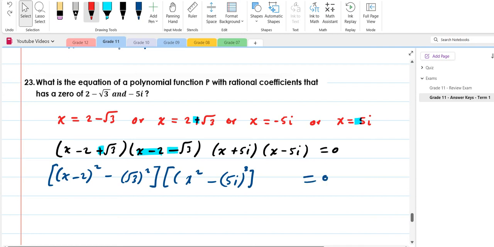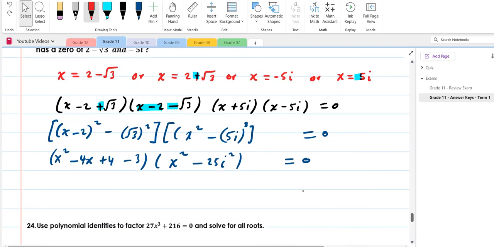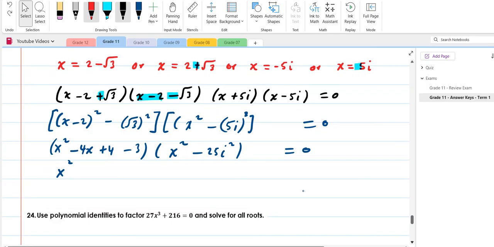Now this is x squared minus 4x plus 4, and this is square root of root 3 squared is minus 3, and this one is x squared minus 25i squared. Now remember, i squared is negative 1, so it will become plus 25. So what do we have here? We have x squared minus 4x plus 4 minus 3 is plus 1, and this is x squared plus 25, because i squared is minus 1, is equal to 0.